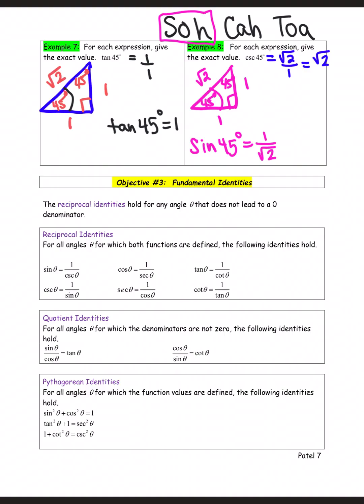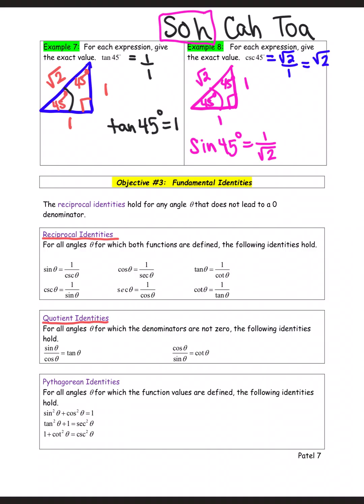Quotient identity: for all angles theta for which the denominators are non-zero, the following identity holds. Sine of theta over cosine of theta is tan of theta, and cosine of theta over sine of theta is cotangent of theta. You do need to remember that a reciprocal identity is 1 over the function, and a quotient identity is basically two functions over each other.